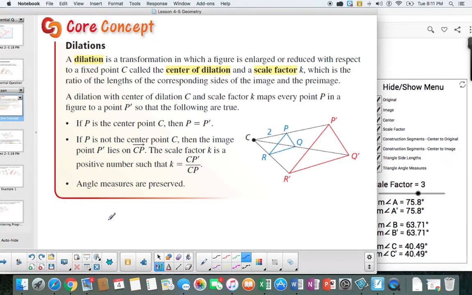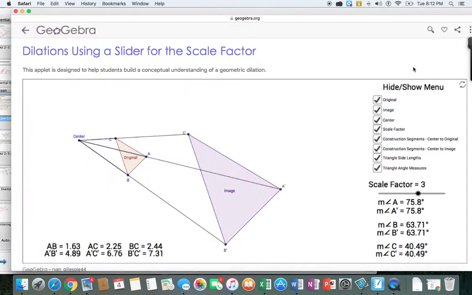A dilation is a transformation. This is our first one that is not rigid. There's going to be enlargement or reduction. It has a center of dilation and it has a scale factor, which tells you how big or how small to make it. Now let's go ahead and take a look at this in a minute after we've looked at this GeoGebra demonstration.